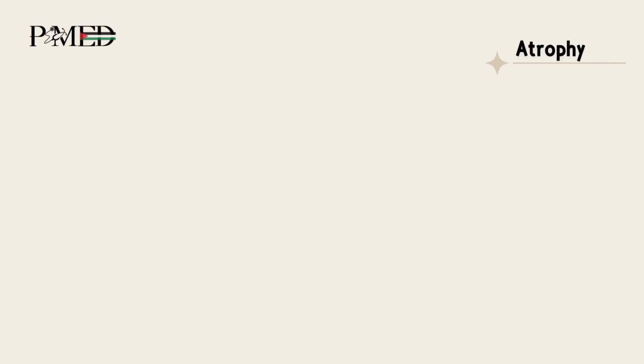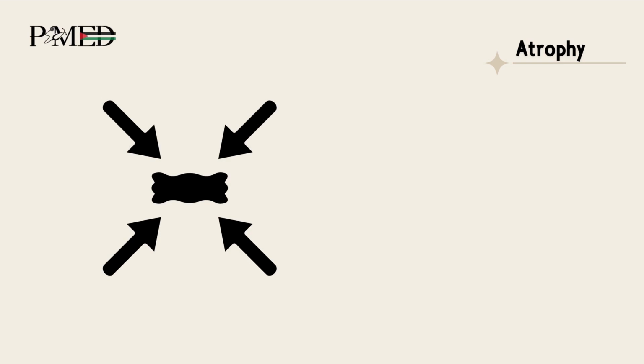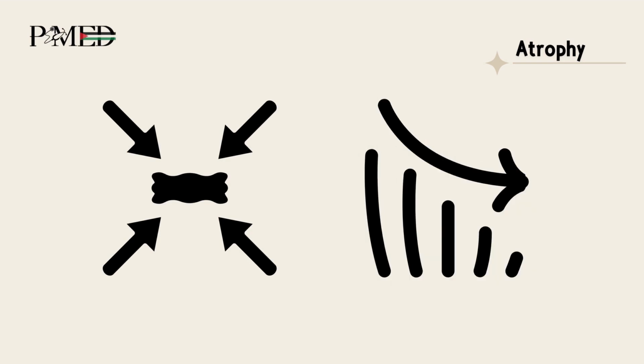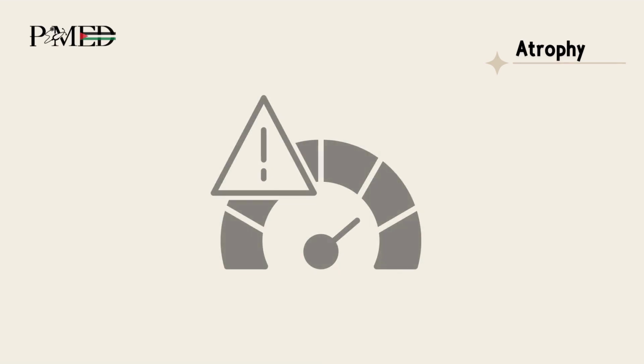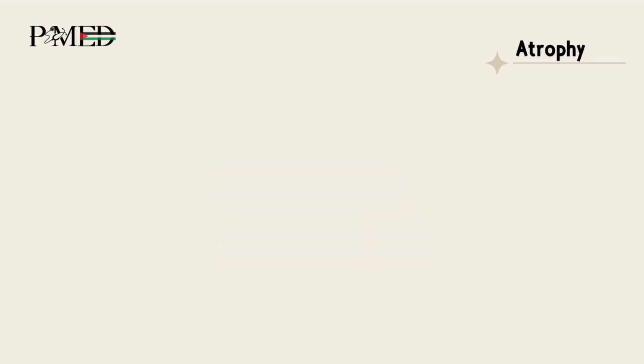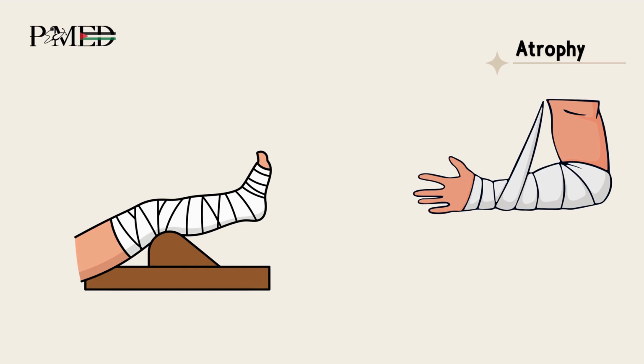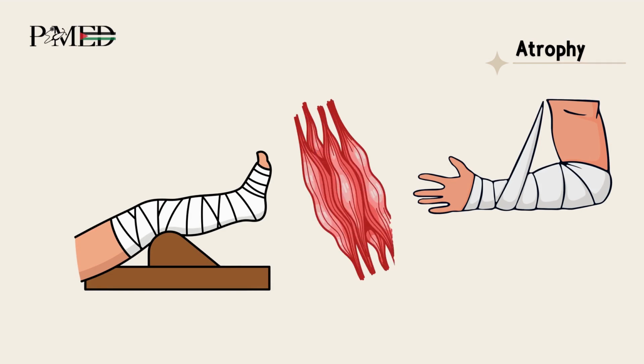Now, let's talk about atrophy. Atrophy is when cells shrink and sometimes decrease in number to adapt to reduced demand or limited resources. You can clearly see this in skeletal muscle after prolonged immobilization. When a limb is not used, the muscle gradually loses mass and strength.